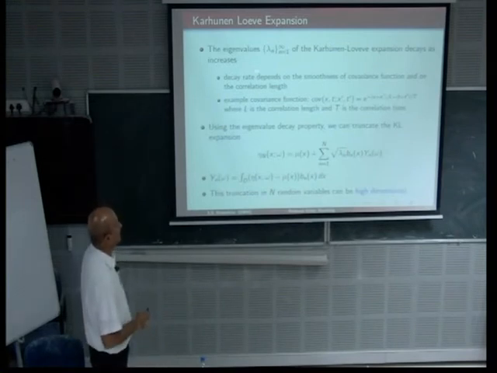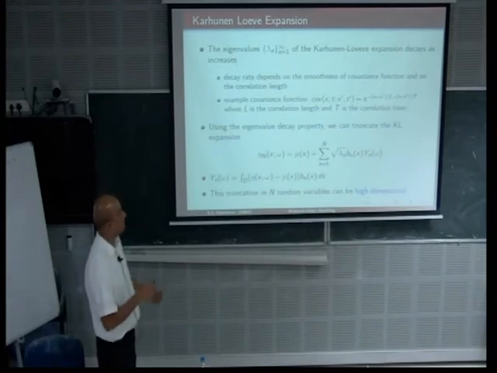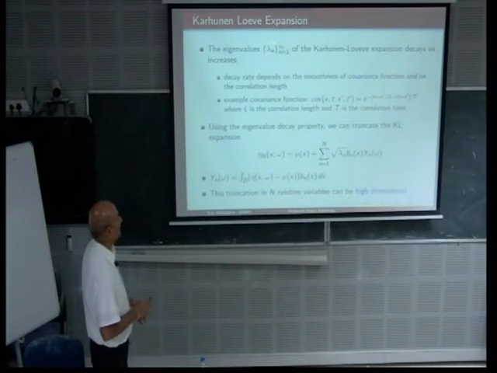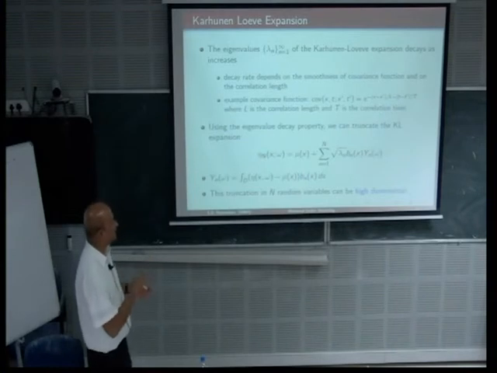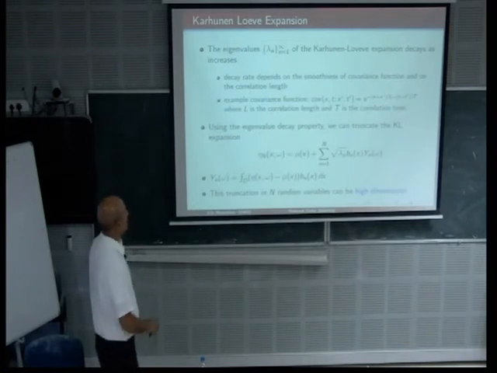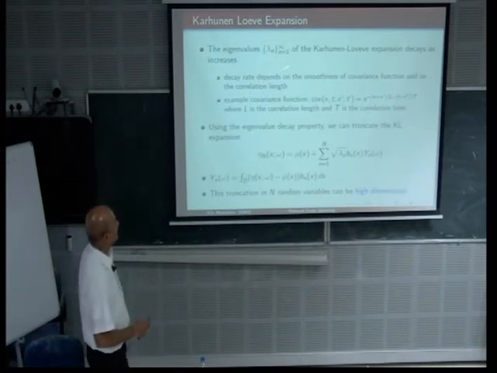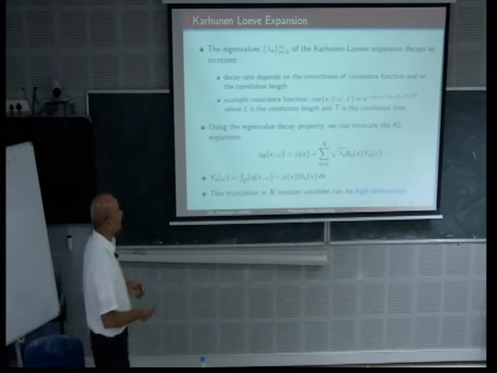To truncate the expansion, you rely on the decay of eigenvalues that appears in the Karhunen-Loève expansion, and they decay fast if the covariance function is smooth and the correlation length is large, not near zero. So the decay rate is faster, for example, if there is a long correlation length. You can use the smoothness of the covariance and the correlation length to determine how many eigenfunctions to include in the expansion.